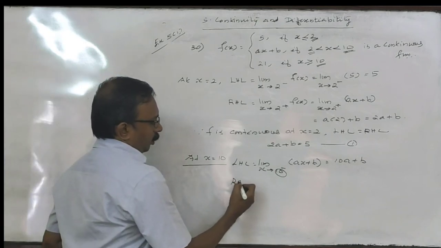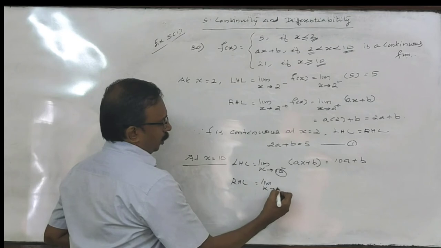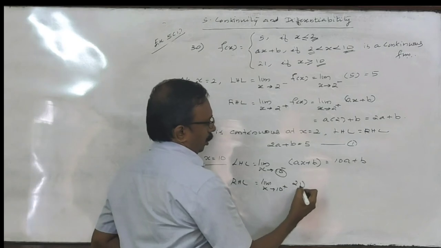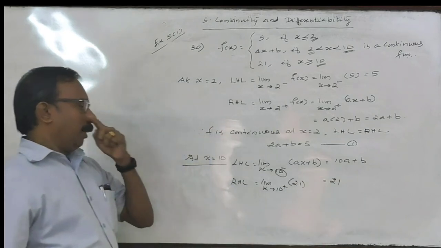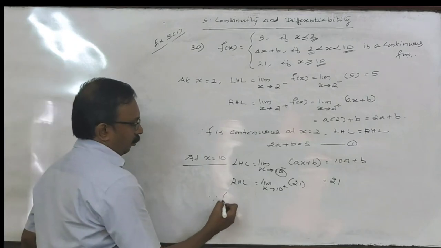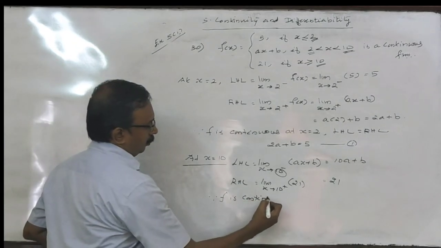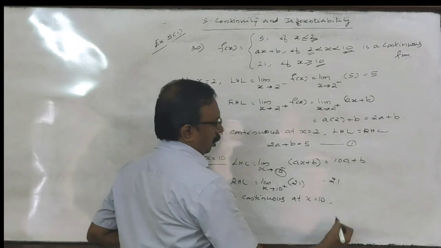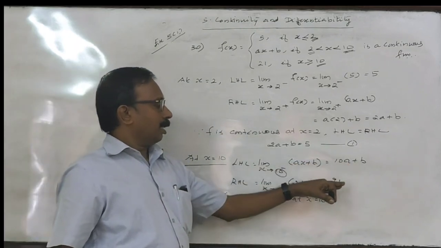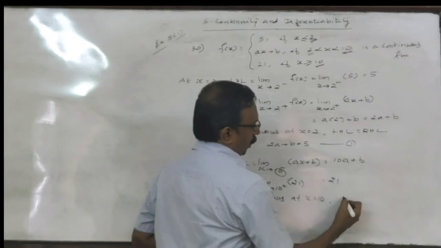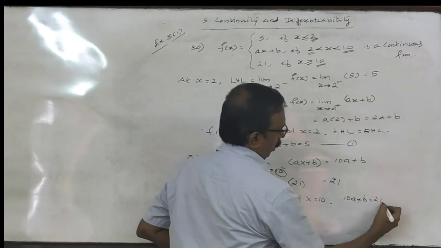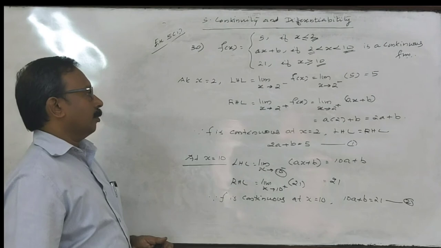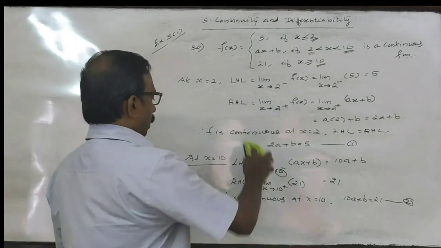Now RHL is equal to limit of x tends to 10 plus. When x is greater than 10, the function is 21. So it becomes 21. Since the function is continuous at x is equal to 10, LHL and RHL are the same. So 10a plus b is equal to 21. This is equation number 2. Then we are going to solve it.